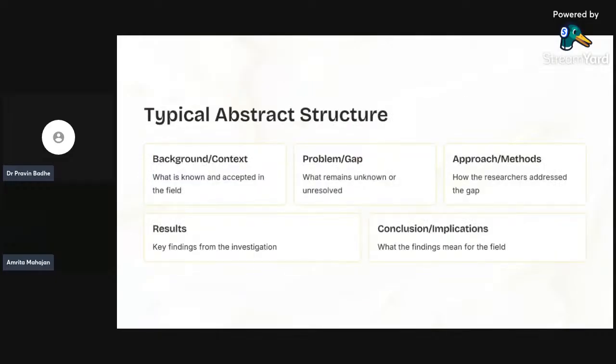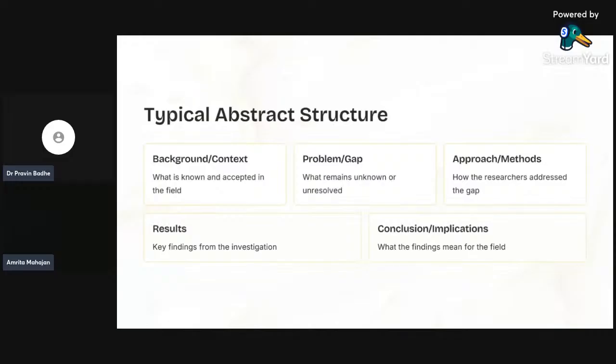Then comes the typical abstract structure. As we all know, it has a background. It's like a small definition, or in 2 to 3 lines you have to complete what you exactly want, what you have exactly done in that literature. That will be the background.